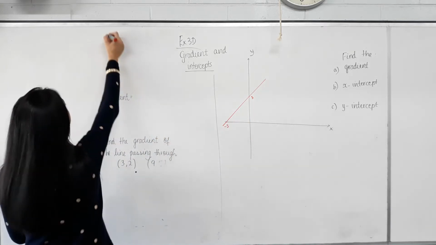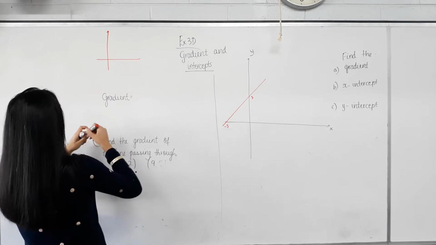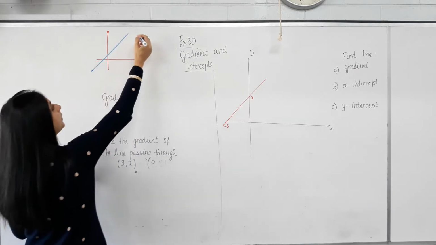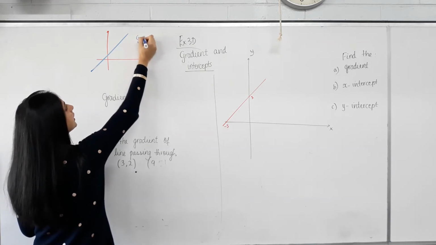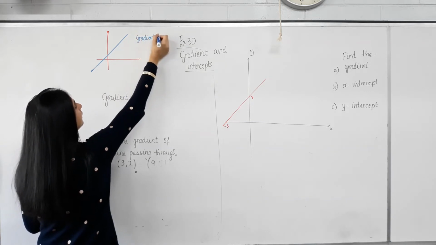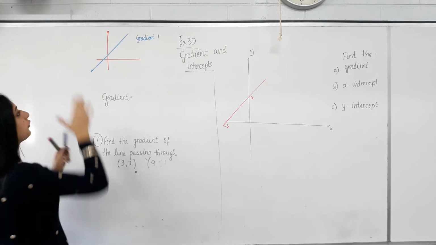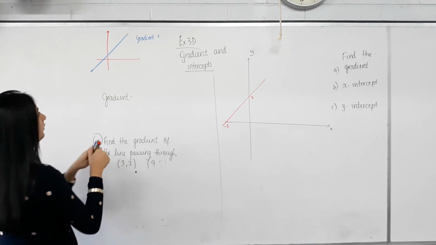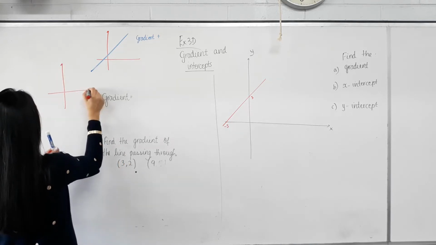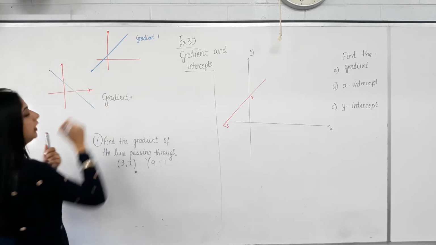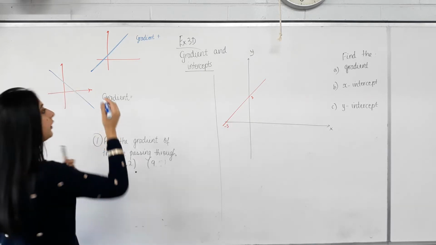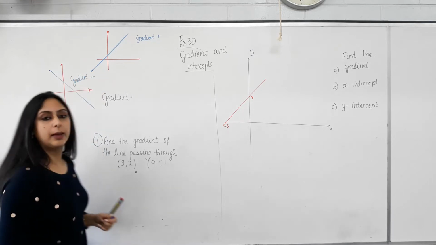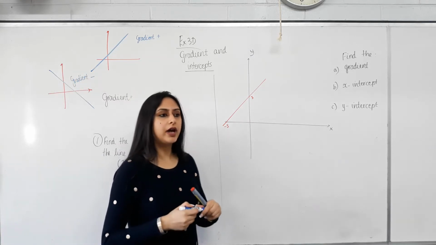So always remember, left to right, going up, the gradient is positive. Okay, left to right. So from left to right, is the line going up? Yes. The gradient will be positive. Now, left to right, falling line, gradient? Negative. Happy with that? So you need to remember, rising line, left to right.